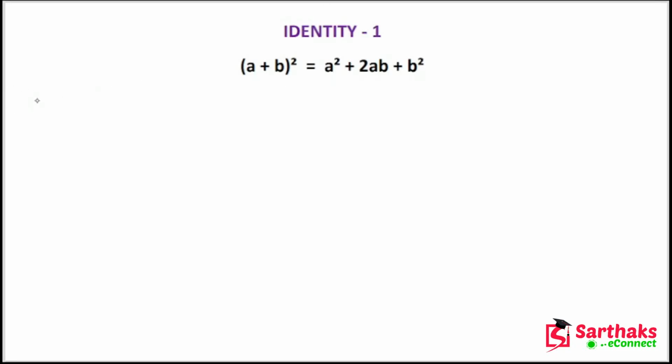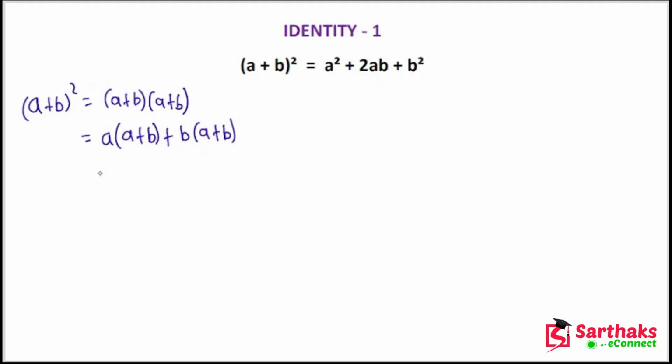So (a plus b) whole square is equal to (a plus b) into (a plus b). Okay, now it is a product of binomials. We have already seen it, so it will be like this. Using the distributive property, finally we will have a square plus ab plus, again b into a would be ab, plus b square. Adding them we will get a square plus 2ab plus b square. Okay, so that is how you can prove this identity, (a plus b) whole square. So this was the first identity, which actually talks about multiplication of the same binomials.